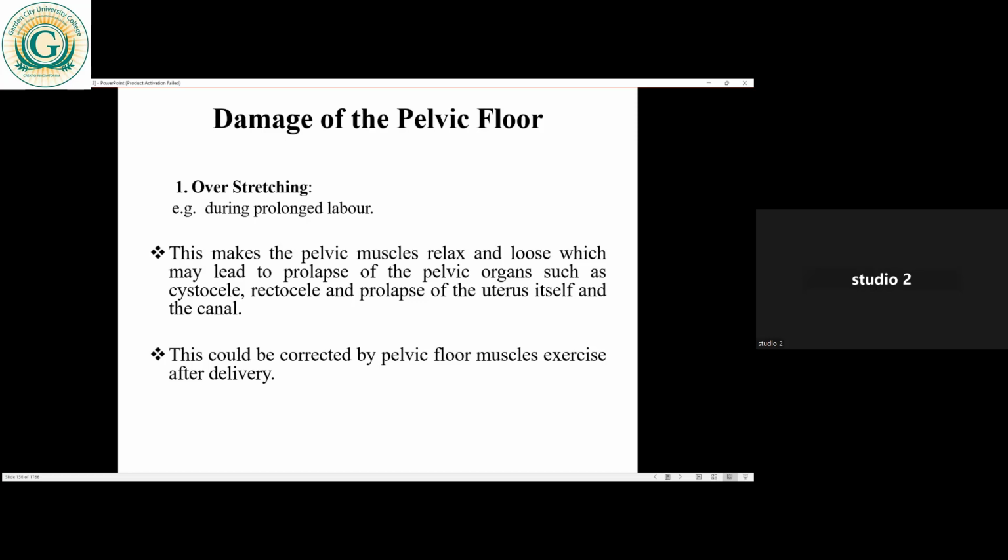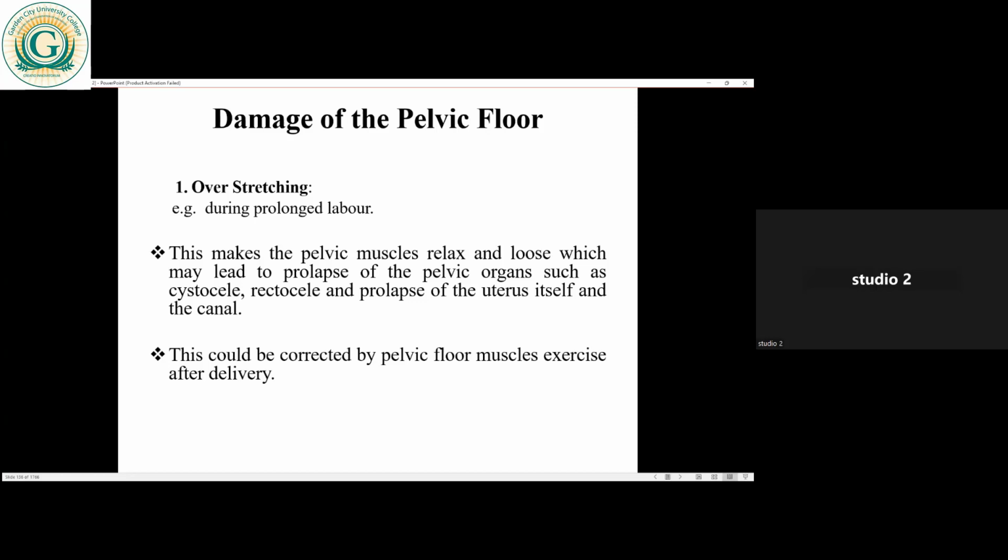So we look at the damage of the pelvic floor, starting with overstretching. When you overstretch during prolonged labor, this makes the pelvic muscles relax and become loose, which may lead to prolapse of the pelvic organs, such as cystocele, rectocele, and prolapse of the uterus. If they are not supporting these organs well, they get damaged when the labor is prolonged.